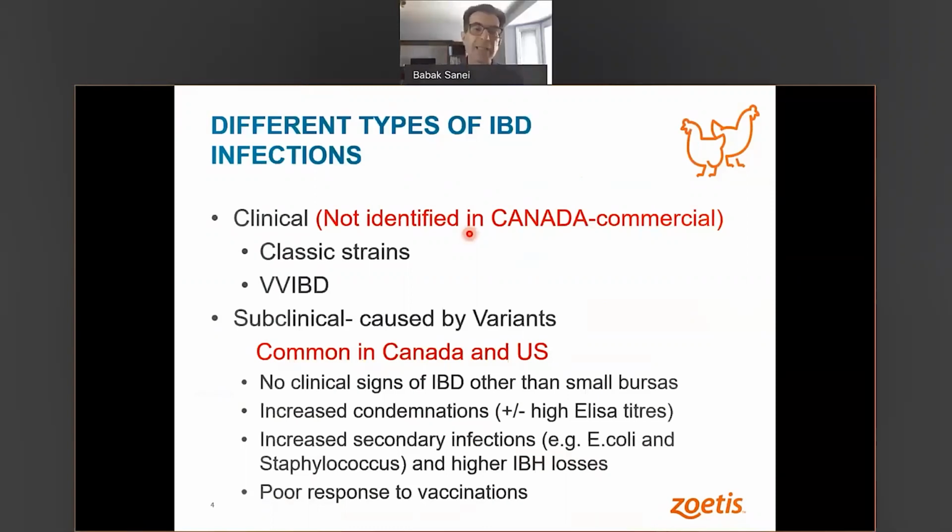We do not have any indication, at least on the commercial side, that we have clinical cases. And those two that I have mentioned on the top, classical strains and vvIBD, meaning very virulent IBD, are very widespread in the Middle East, Asia, and Latin America. We have a little bit of a classical strain also in some parts of North America, but definitely we don't have evidence of that in our commercial broiler flocks in Canada.